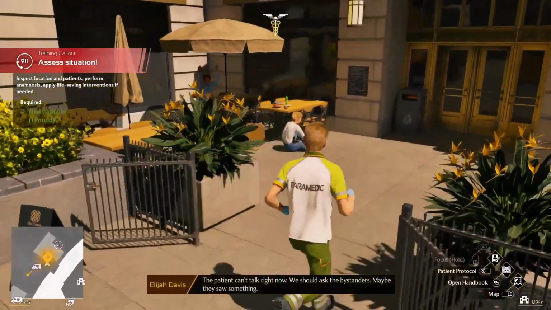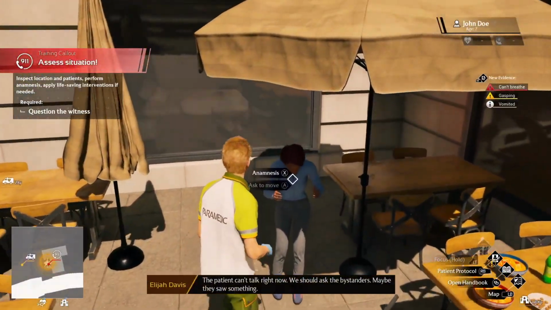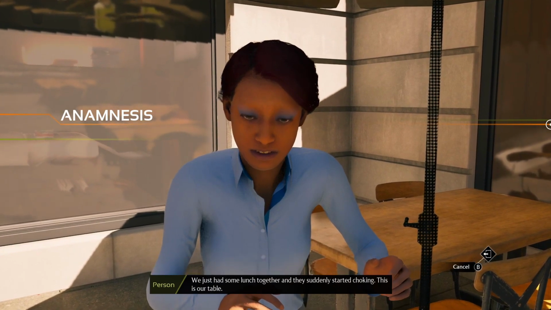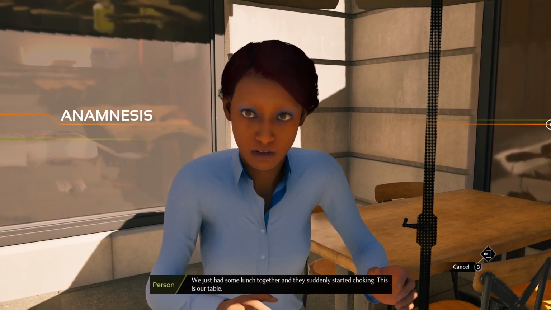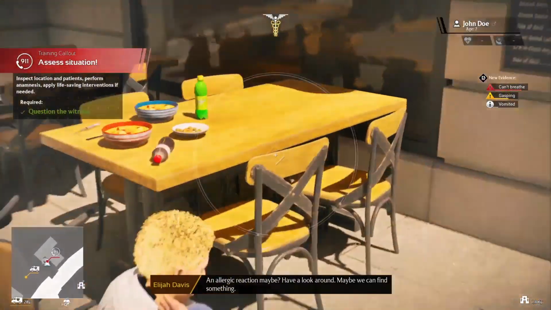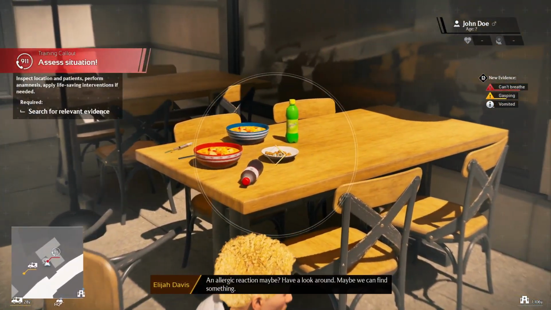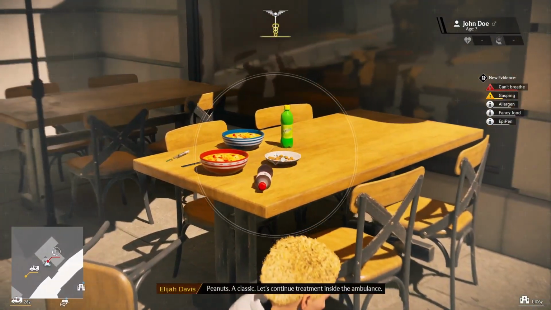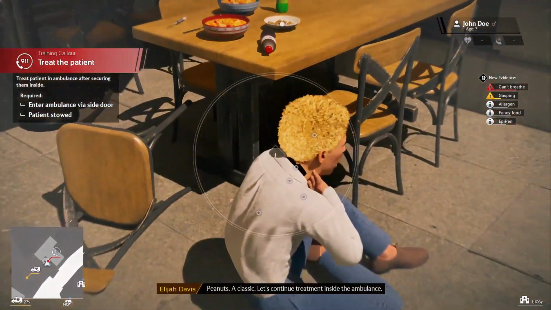The patient can't talk right now. We should ask the bystanders. Maybe they saw something. We just had some lunch together, and they suddenly started choking. This is our table. Allergic reaction, maybe. Have a look around. Maybe we can find something. Peanuts. A classic. Let's continue treatment inside the ambulance.